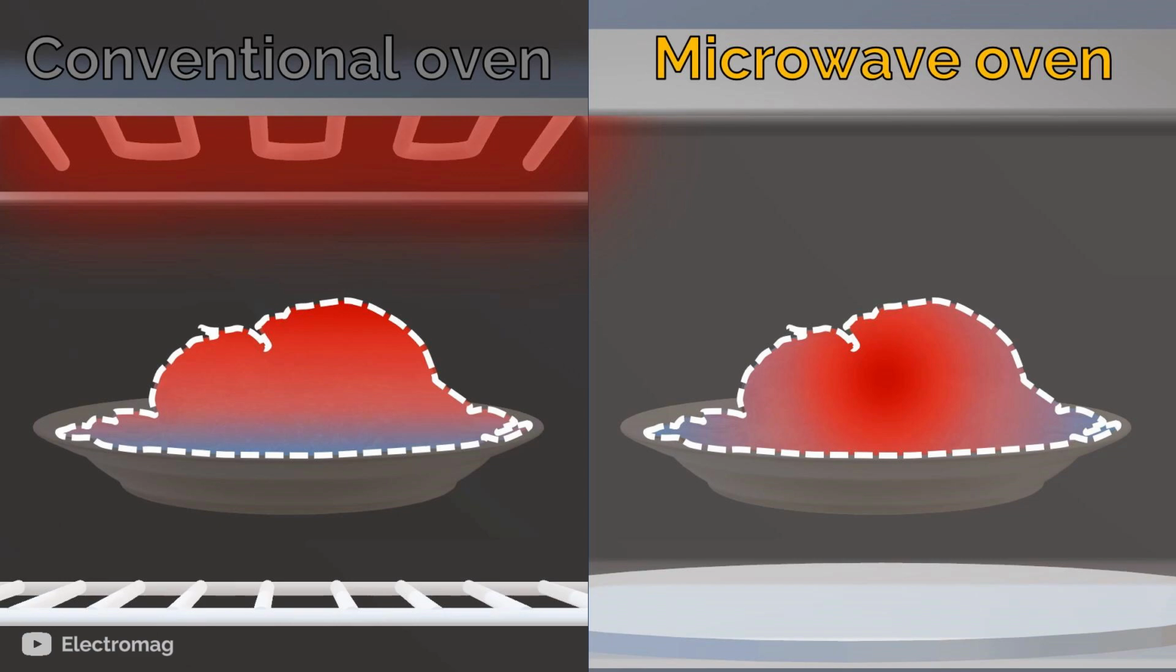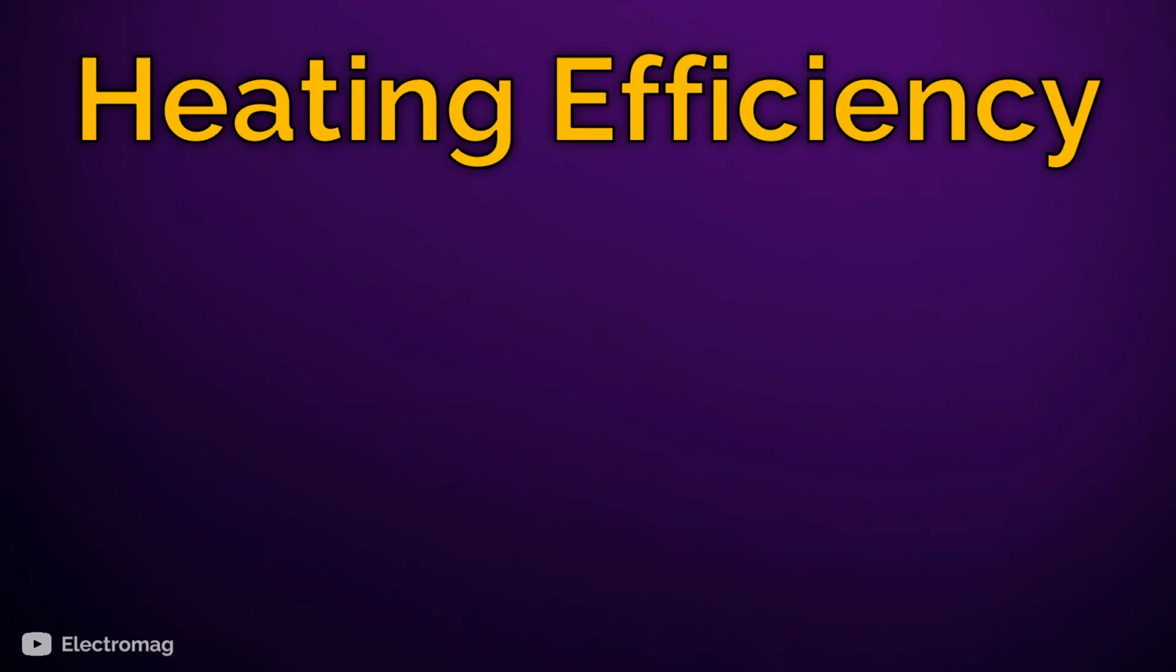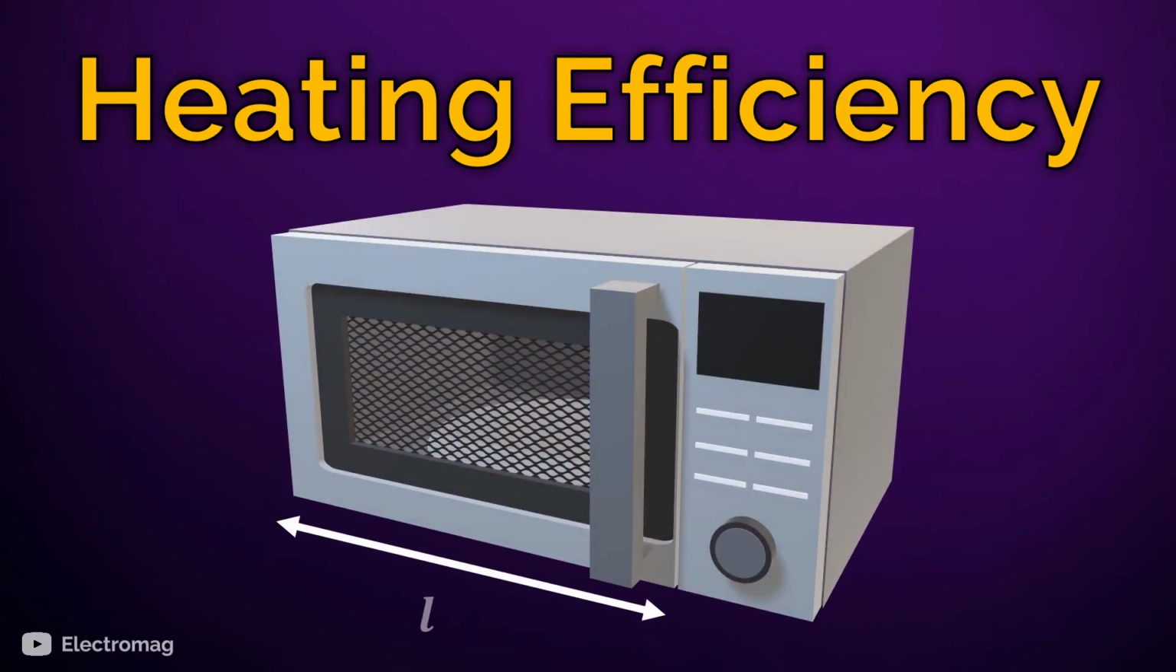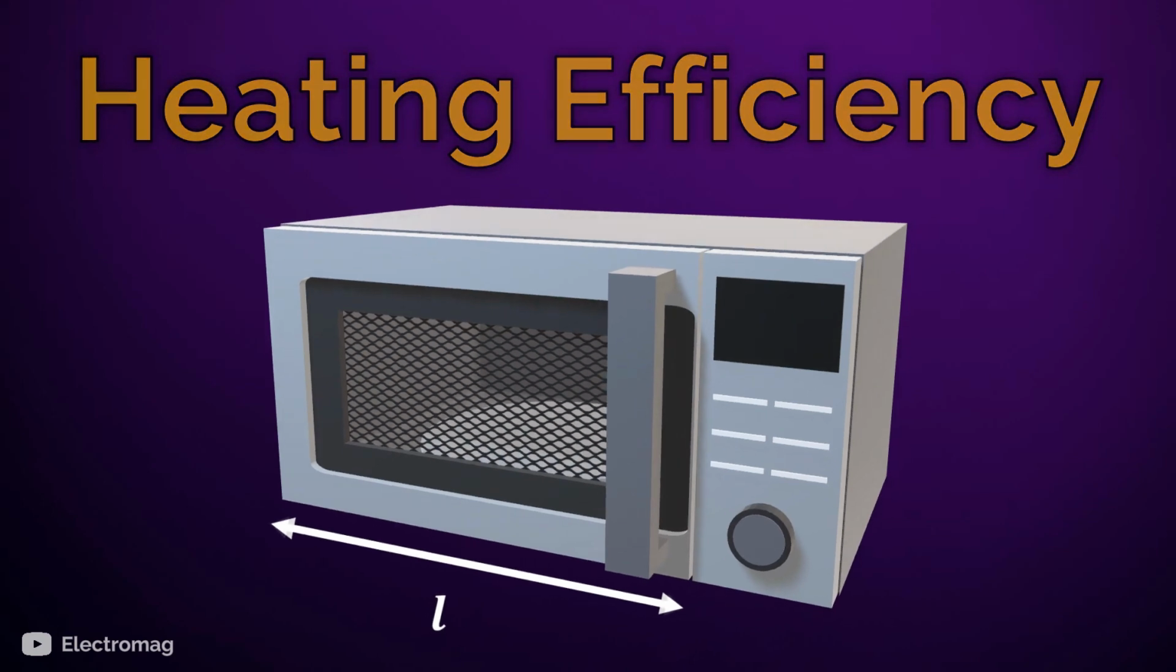That's why heating food in a microwave can result in food being very dry on the inside while the surface becomes more moist. You might be surprised to learn that the heating efficiency in a microwave oven relies on the length of the cavity.